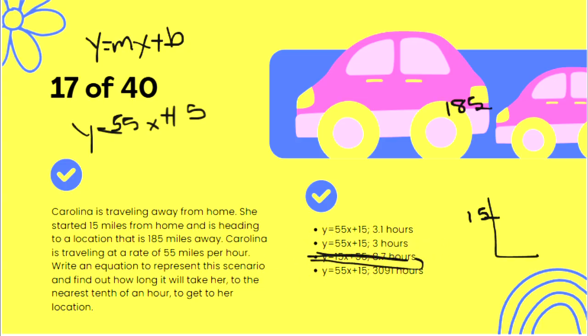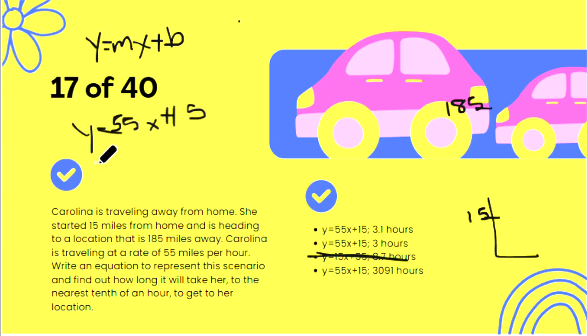Woo! This bottom one is still in. It's this top one that's out, the middle one, okay? So these are our options. Now we need to use this formula and see how long it's going to take her to get to her location. So 15 to 185. So slope formula is, no, we already know slope. How long is this going to take her to reach her destination?